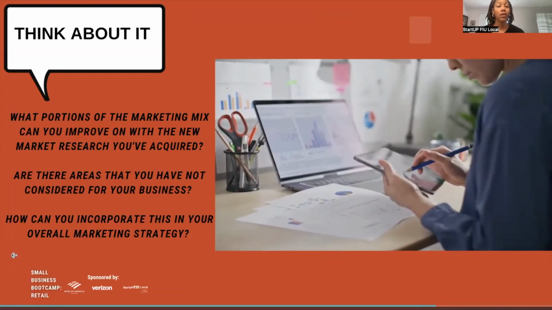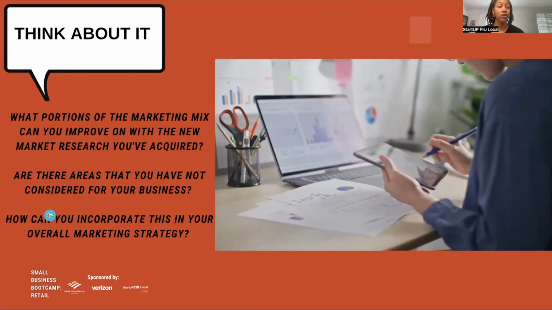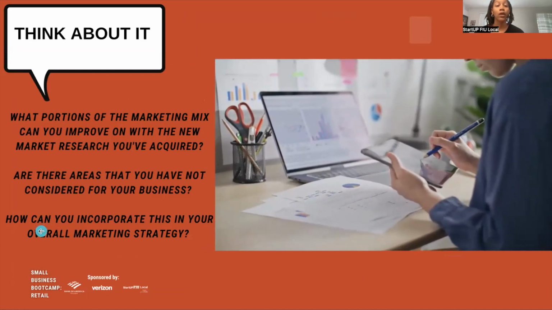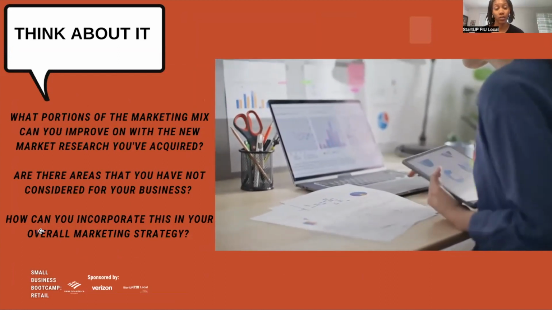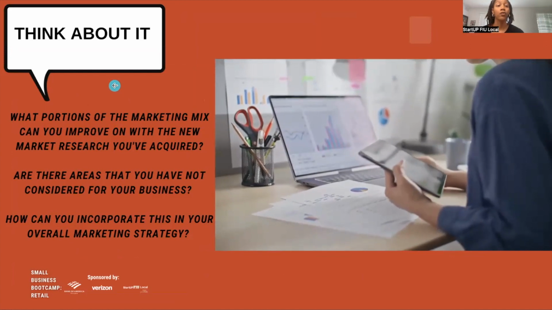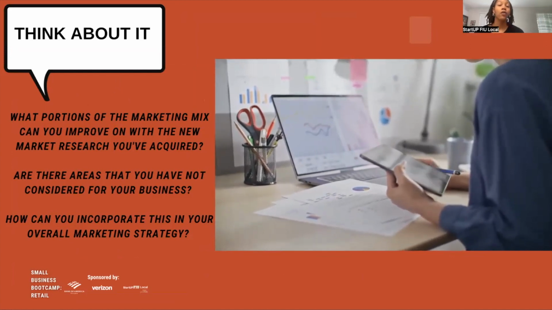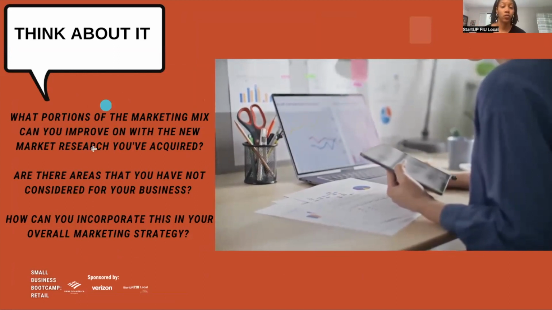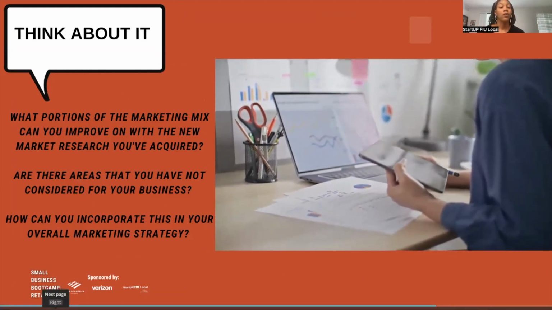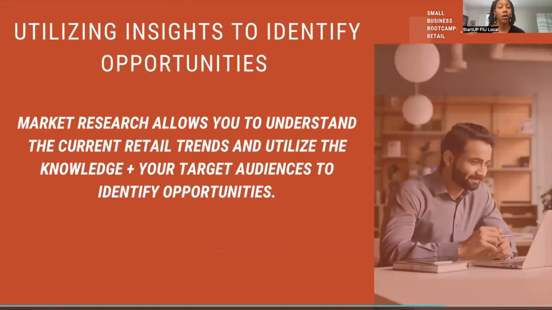So I want you all to think about what portions of the marketing mix you can improve on and what areas you have not considered for your business. Are you using email? Are you segmenting your market out? Have you ever built a buyer's persona for the different audiences that you engage with? And then how you can incorporate all of this into your overall marketing strategy.